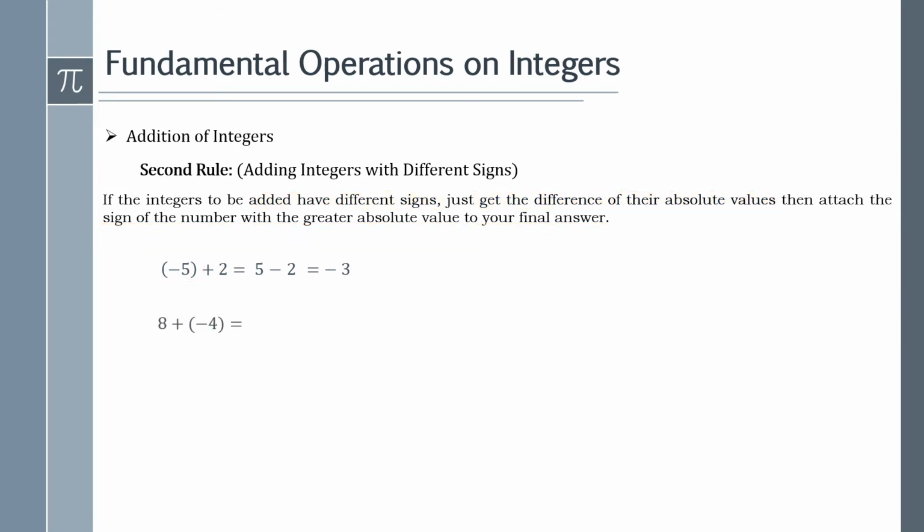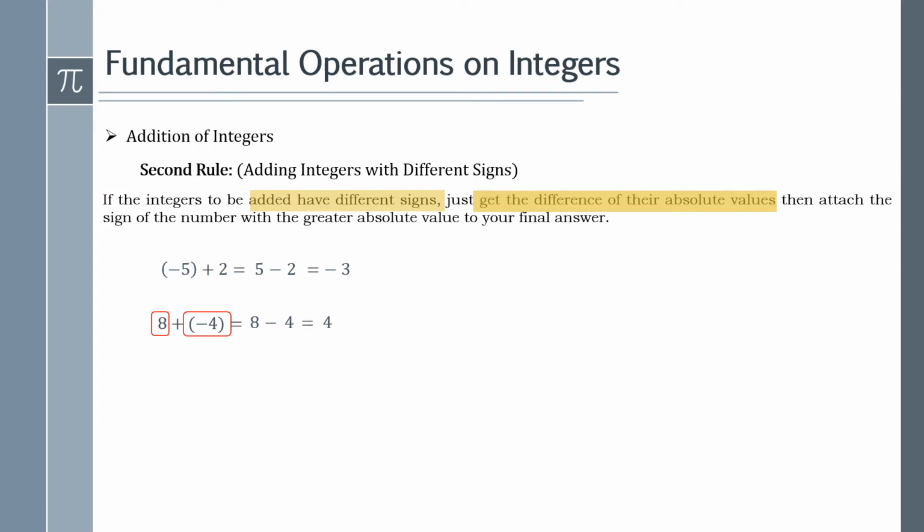8 plus negative 4. Again, sabi, when we add integers with different sign, check, positive 8. The other one is negative 4. So, different signs sila. Anong gagawin? Get the difference of their absolute value. So, get their absolute value. We have 8 and positive 4, because the absolute value of negative 4 is 4. So, ima-minus natin ngayon kasi we will get the difference. Nakuha. So, 8 minus 4. That is equal to 4.